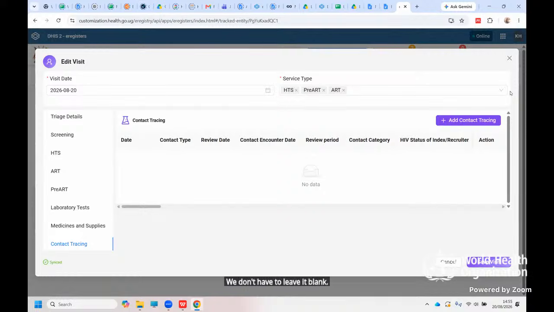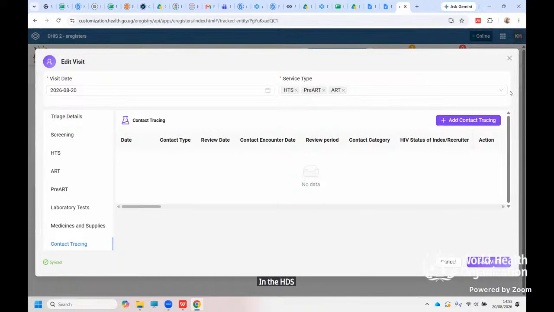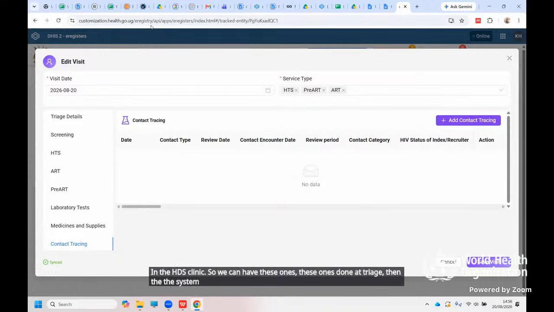On HIV test result, we have positive, negative, and intermediate. On registration, the reason I am thinking we start with triage is that diabetes and hypertension are done at triage, and I see they are appearing again in the HTS clinic. So we can have these done at triage, then the system auto-populates itself, so that when you come to the RT card, you don't have to do these things again.